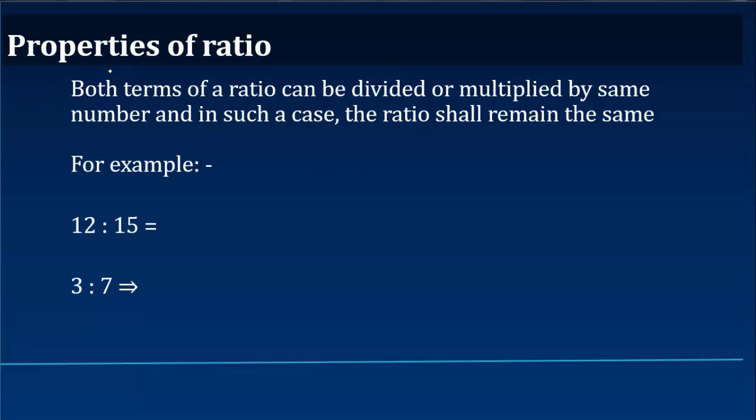Now let's look at some of the properties of ratio. Both terms of the ratio can be divided or multiplied by the same number, and in such a case the ratio shall remain the same. For example, we have 12:15. If I multiply both of them by 3, I'm multiplying by the same number, I get 36:45. Now the way we say this is that 12:15 is equal to 36:45, right?